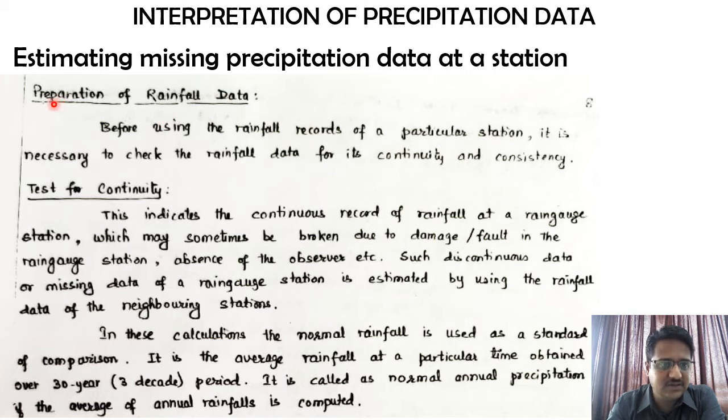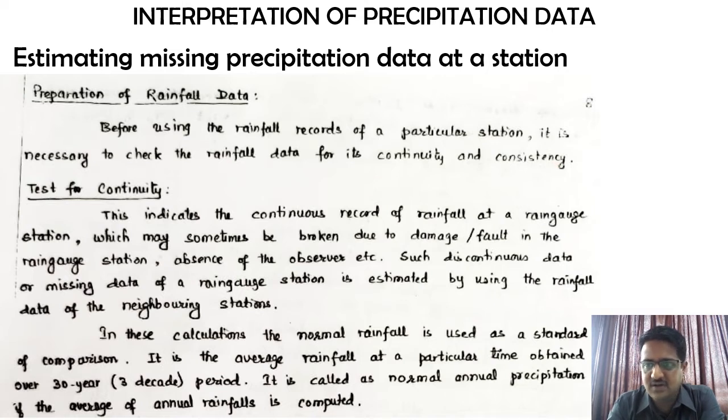Okay, so the first one is preparation of rainfall data. Before using the rainfall records of a particular station, it is necessary to check the rainfall data for its continuity and consistency. So what do you mean by that?